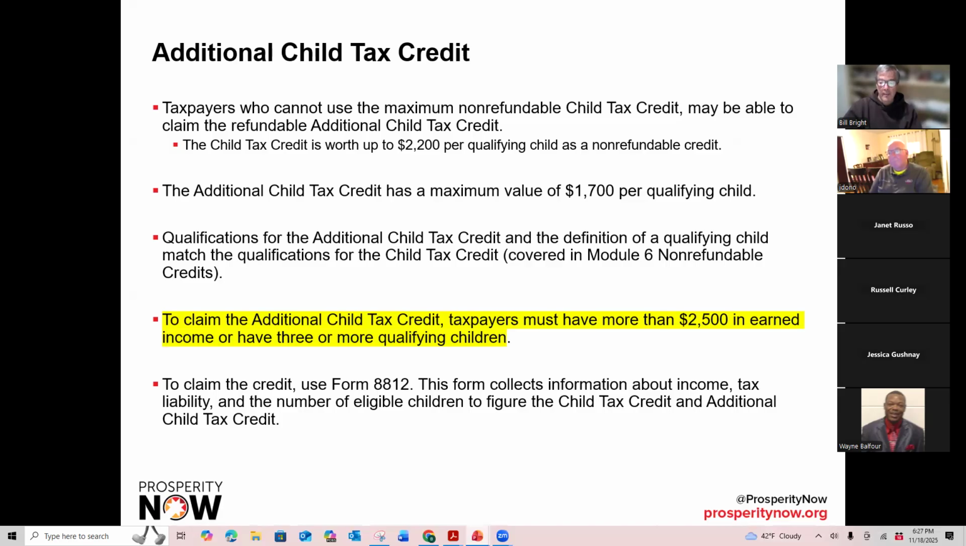Once the child is claimed and you can qualify for the earned income credit, I mean for the additional child tax credit, you'll be requested to fill out an 8812, and we'll get into that shortly.